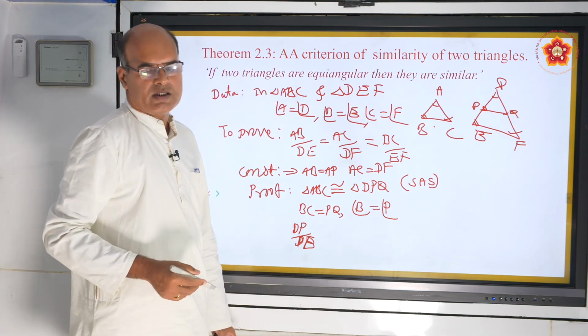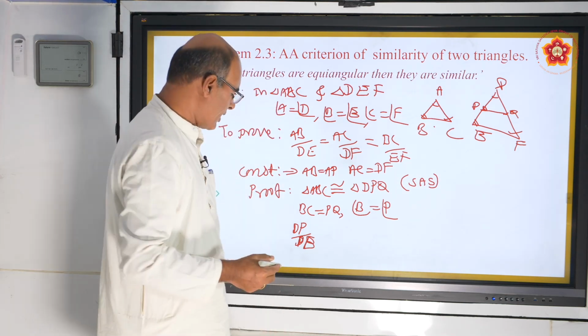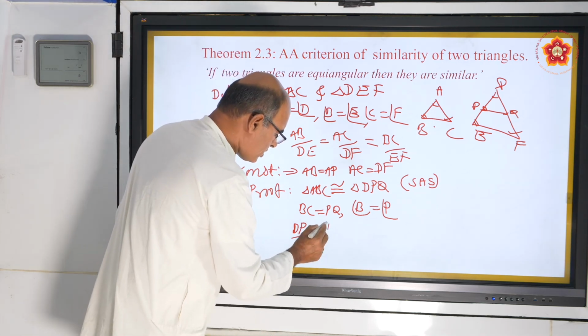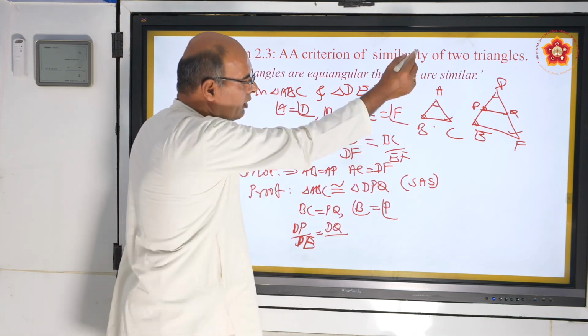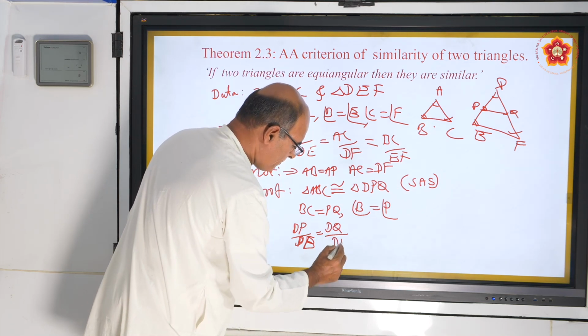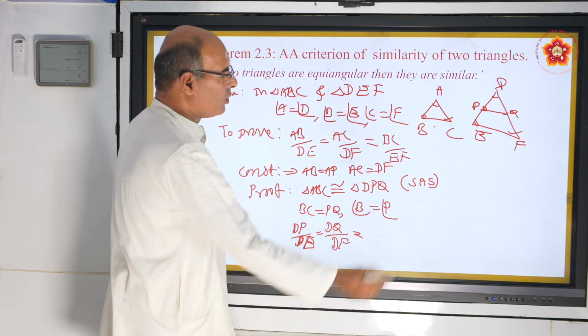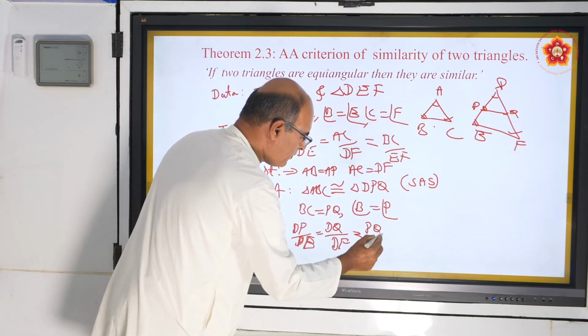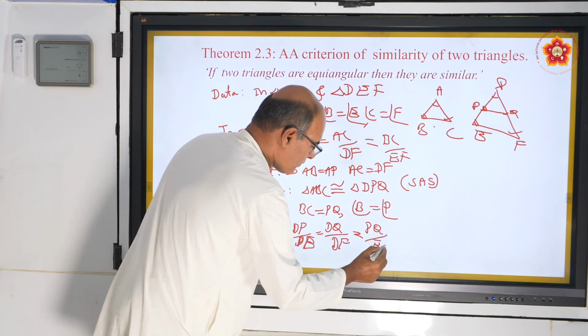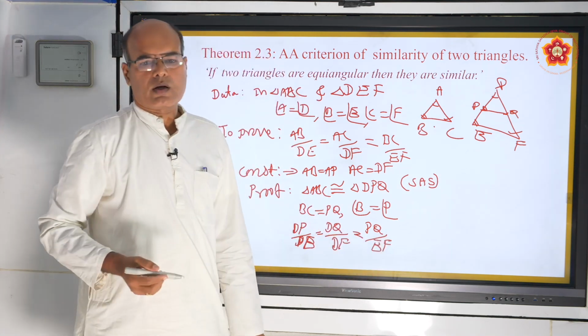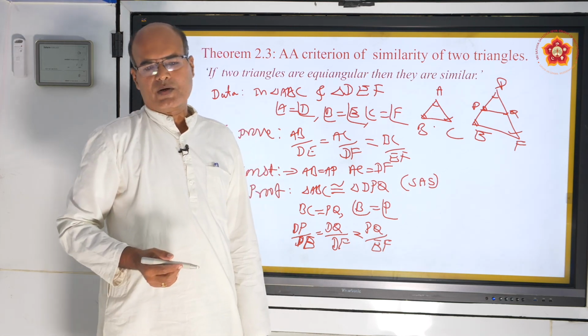The sides of the intercepted triangles are proportional to the sides of the given triangle, which is equal to DQ divided by full side DF, which is equal to PQ divided by EF. So this is according to the corollary of Thales theorem, a result of Thales theorem.